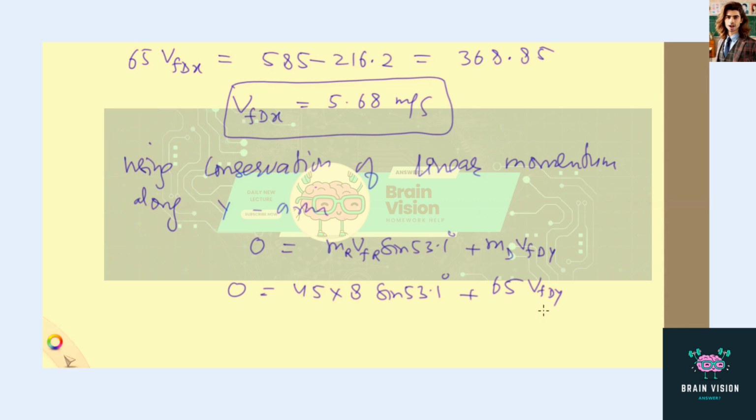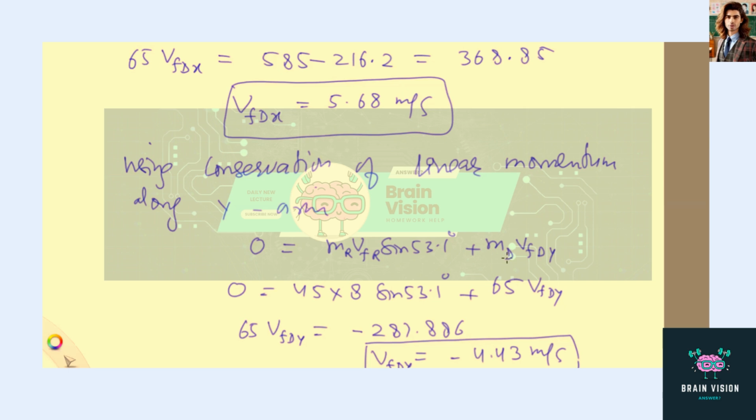Now, rearranging the terms, it becomes 65 v_fDy is equal to minus 287.886, or we can say finally v_fDy, the vertical component of the final speed of Daniel, comes out to be minus 4.43 meter per second. This negative sign shows that this component of speed is along the negative y-axis.